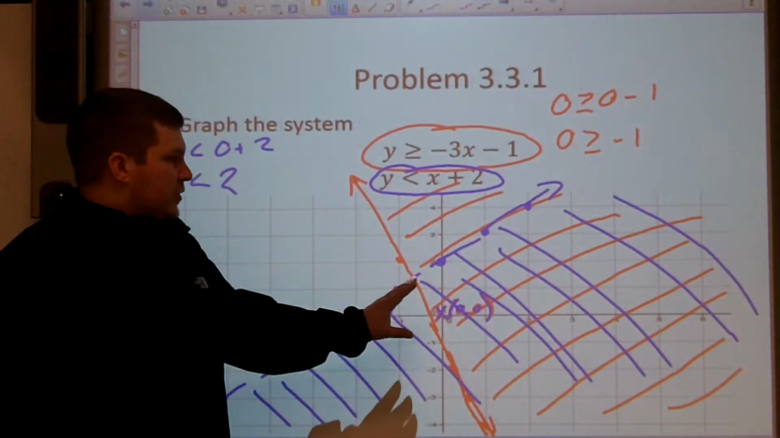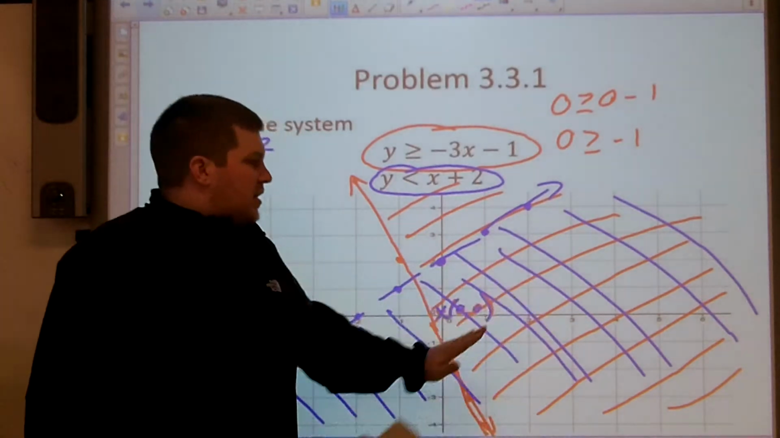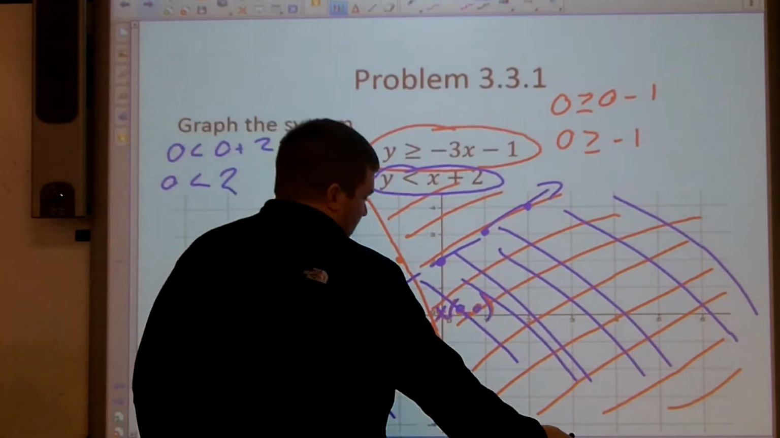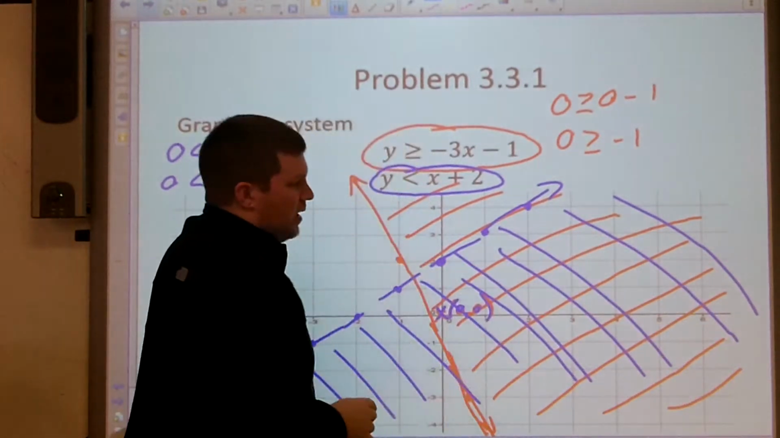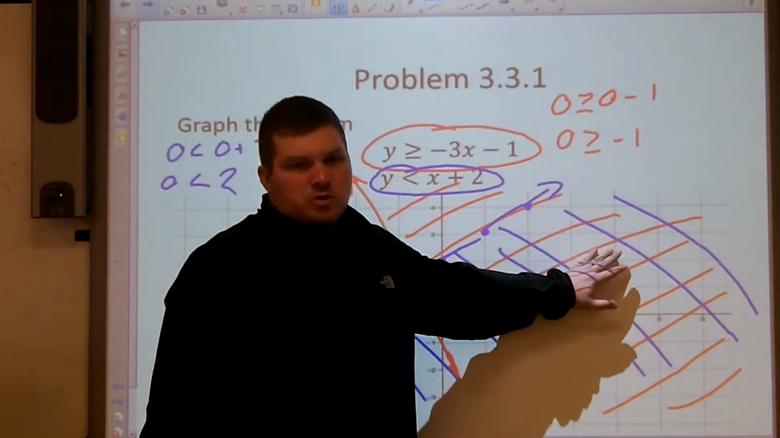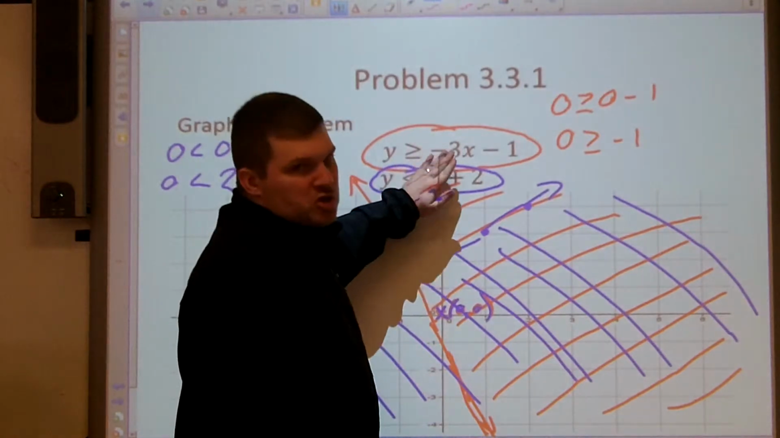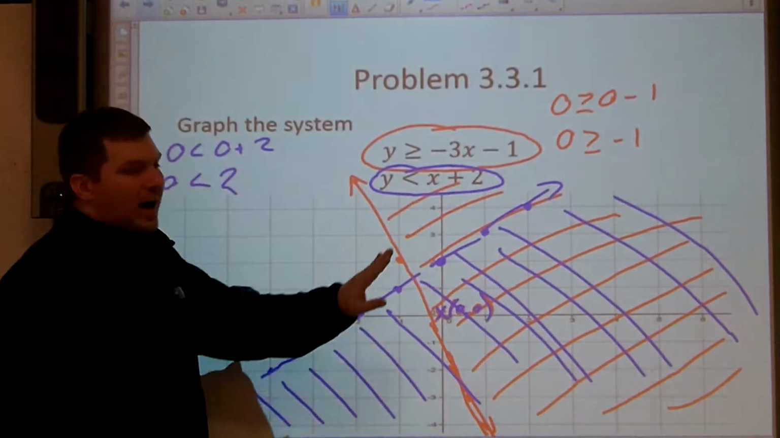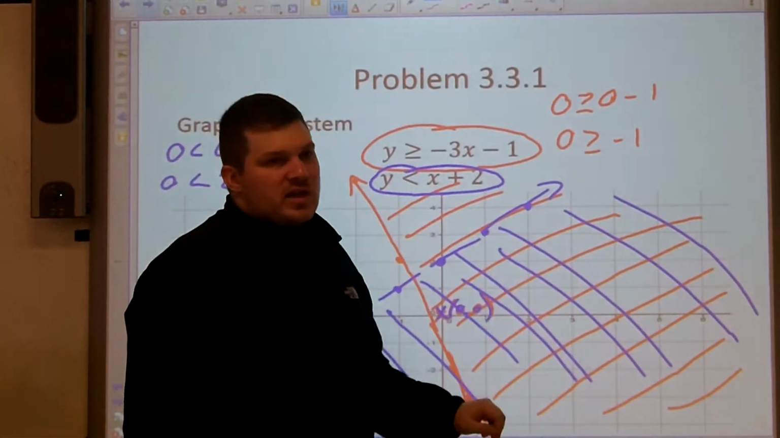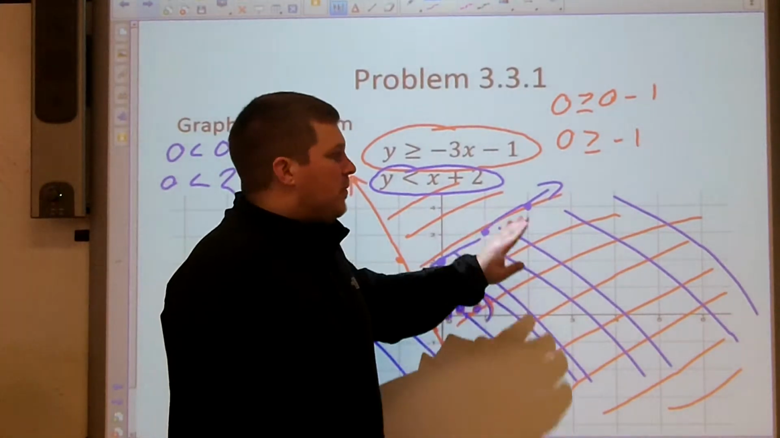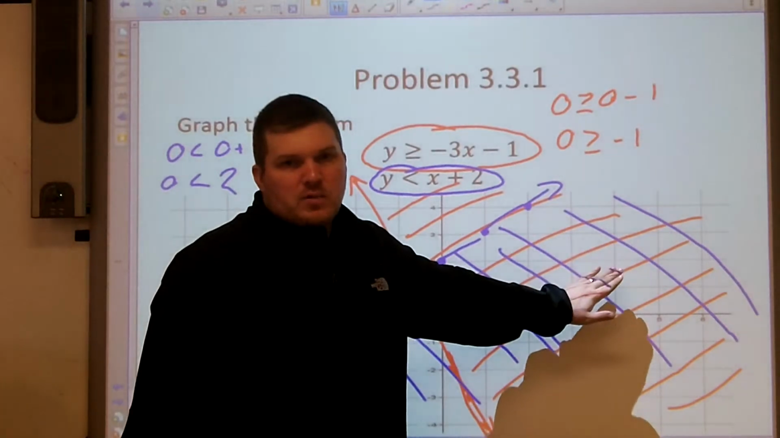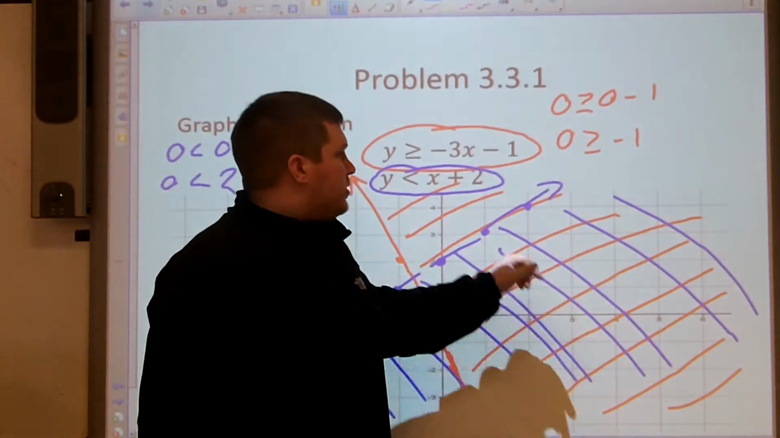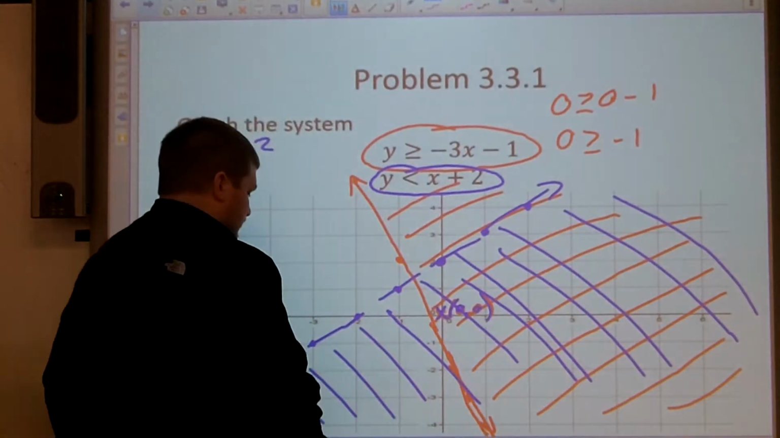And so my solution for this system is all the points that satisfy both. In other words, I'm looking at this overlap area right in here. Okay, that's the graph of the solution. I'm not looking for just red or just blue. I want both. To solve the system of inequalities, both have to be shaded. So any point over here that's shaded in both red and blue is a solution to this system of linear inequalities.